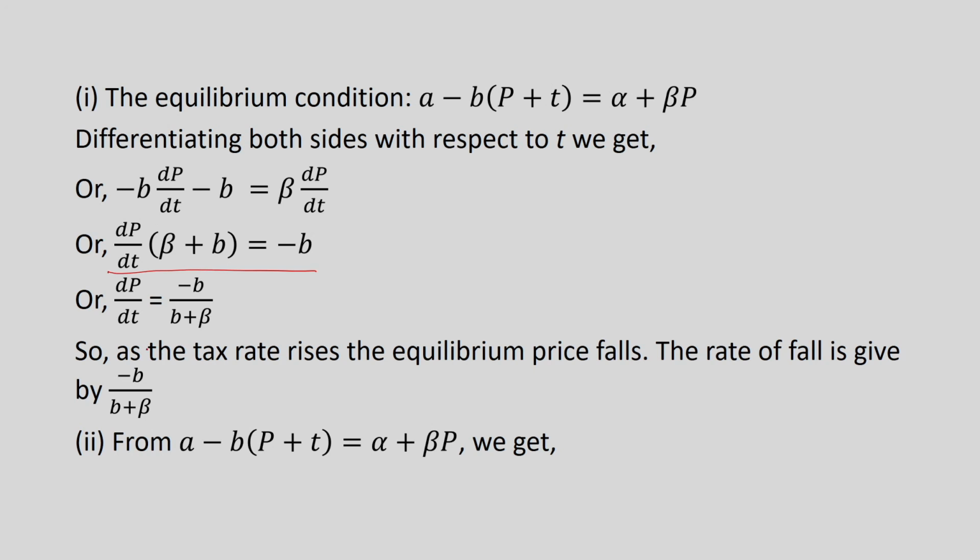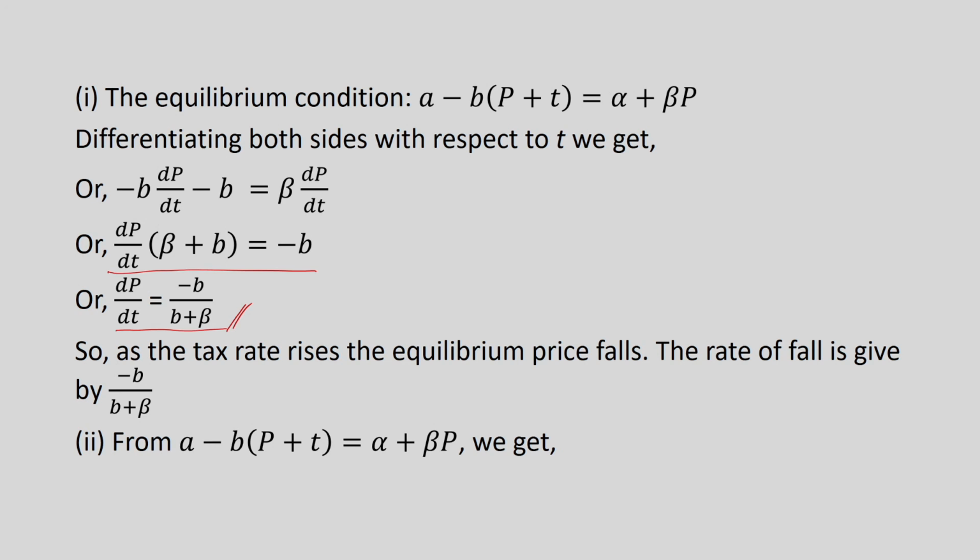Okay. So, dP dt therefore will be minus b divided by b plus beta. I have divided both sides by b plus beta. So, this is the expression for dP dt, and this is negative because beta and b are positive. That basically means that as the tax rate rises, the equilibrium price falls. The rate of fall is given by minus b divided by b plus beta.